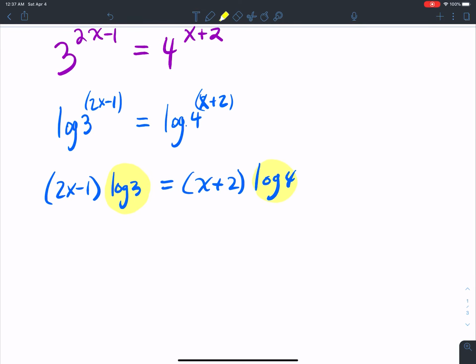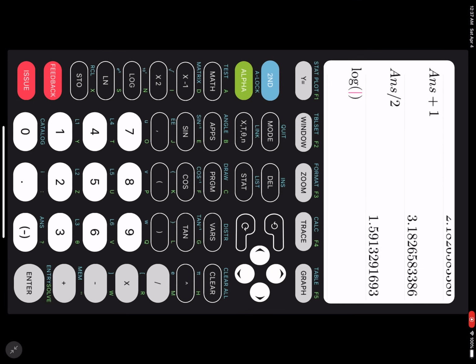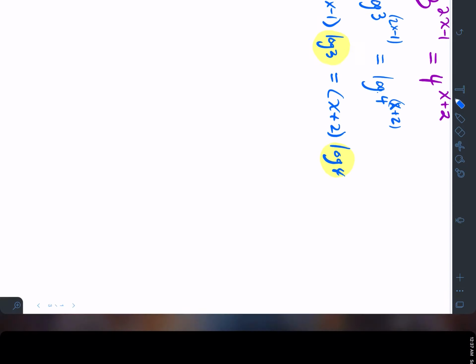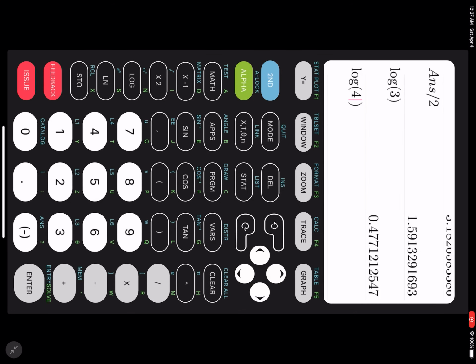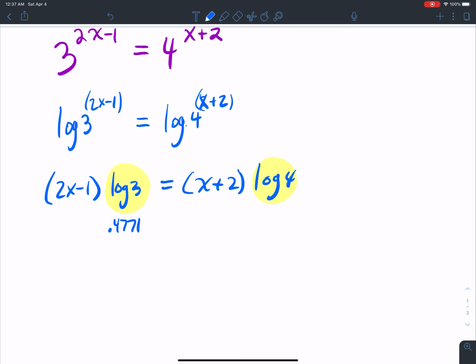Instead of using log 3 and log 4, I'm going to turn this into decimal form, okay? So I need to know what log 3 is. So that's 0.4771, okay? And I need to know what log 4 is. Log 4 looks like 0.6021, okay? Now, the reason I'm doing this is because a lot of students are more comfortable with decimals than they are with logs, okay? So if you're having trouble with this, you can use decimals, that's fine.